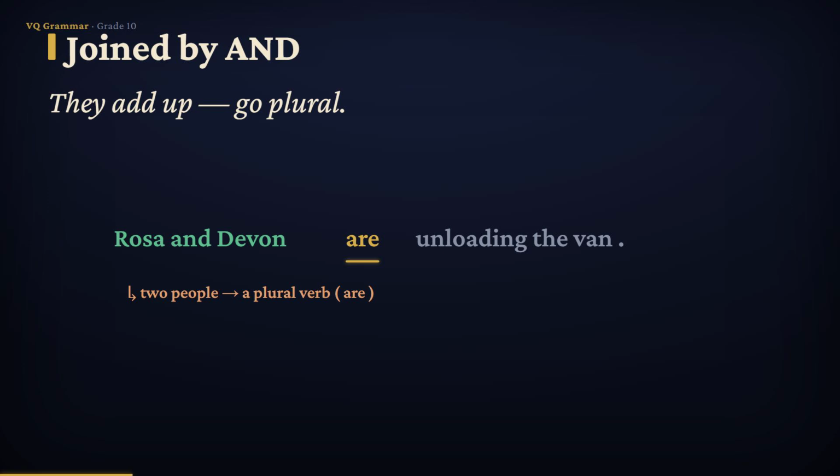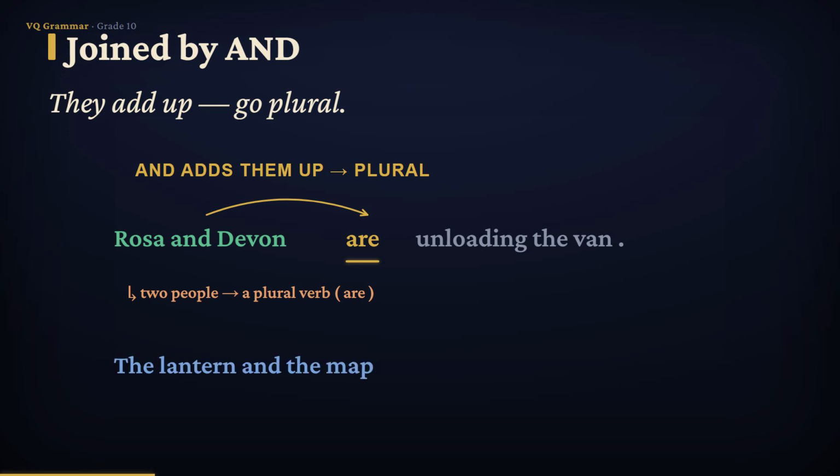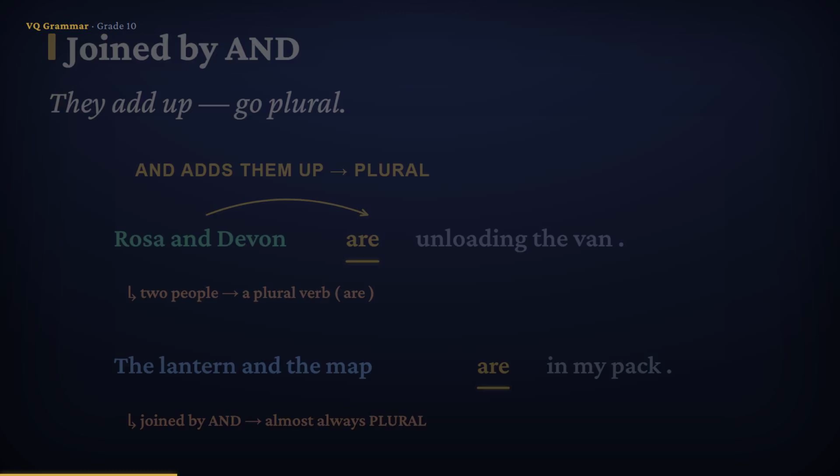Notice what we do not do. We don't look at Rosa by herself, and we don't look at Devin by himself. The word "and" glues them into a pair, and it is the pair that the verb answers to. It works the same way with things. The lantern and the map are in my pack. A lantern plus a map is two objects, so again the verb comes out plural. So hold on to the default. Two subjects joined by "and" take a plural verb.